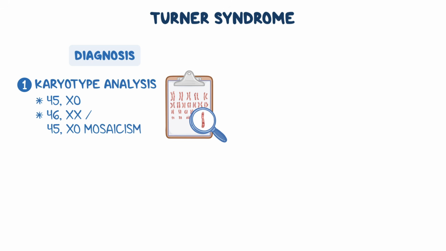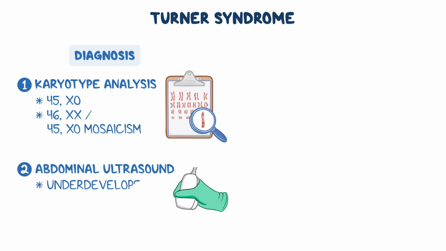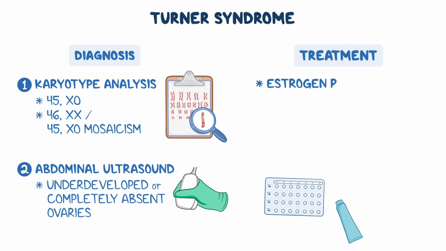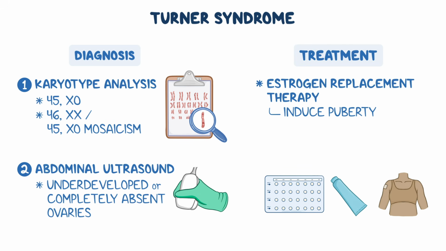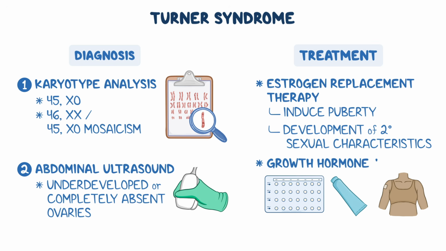46XX/45X0 mosaicism. Also, an abdominal ultrasound might reveal underdeveloped or completely absent ovaries. Finally, treatment involves estrogen replacement therapy to induce puberty and support the development of secondary sexual characteristics, along with growth hormone therapy to promote normal growth.